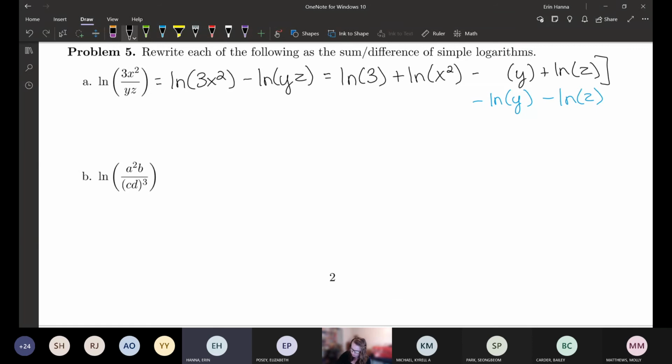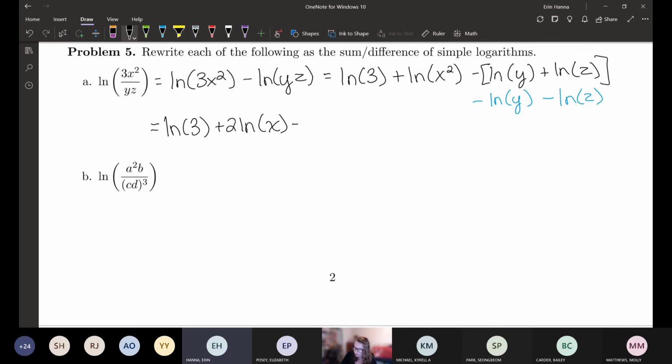I personally would say just put it in brackets. I think that's the easiest one to wrap your head around and to make sure you're not messing it up. There's one last thing we can do to this. So the natural log of 3 is just the natural log of 3. But we have a natural log of x squared, so we can pull that 2 out.